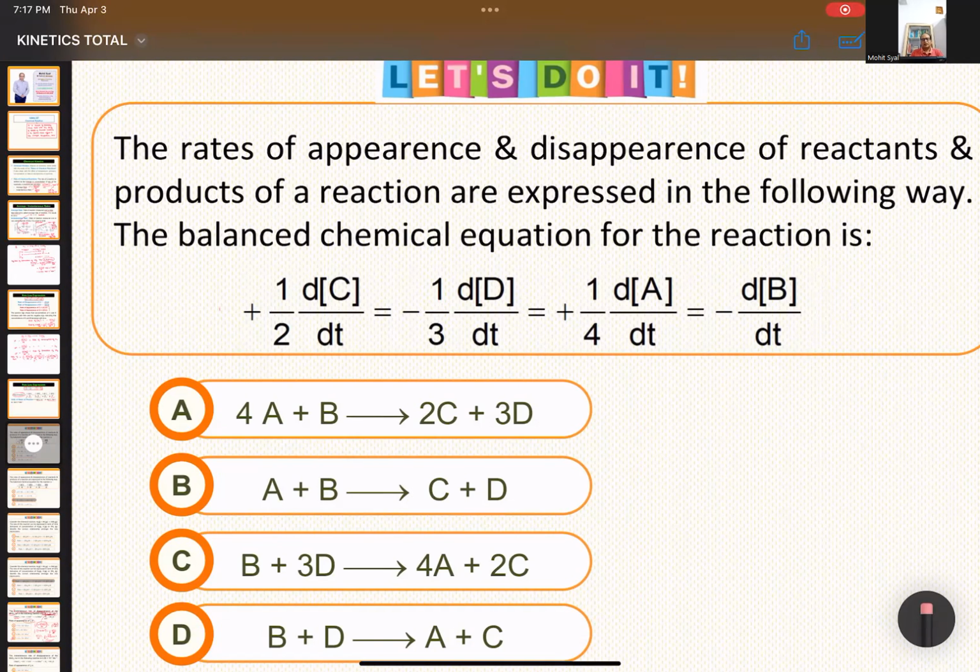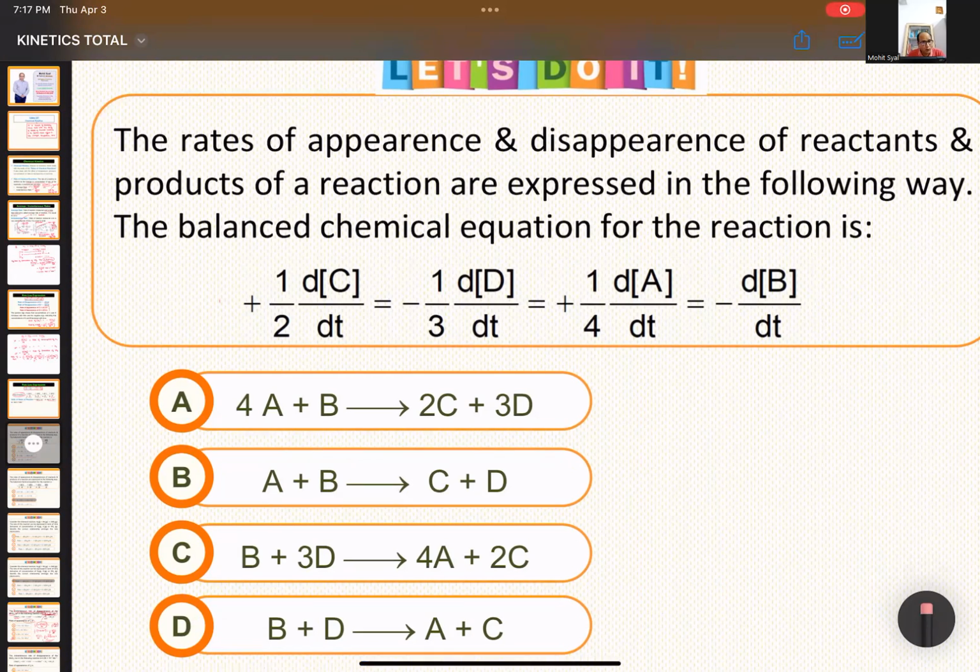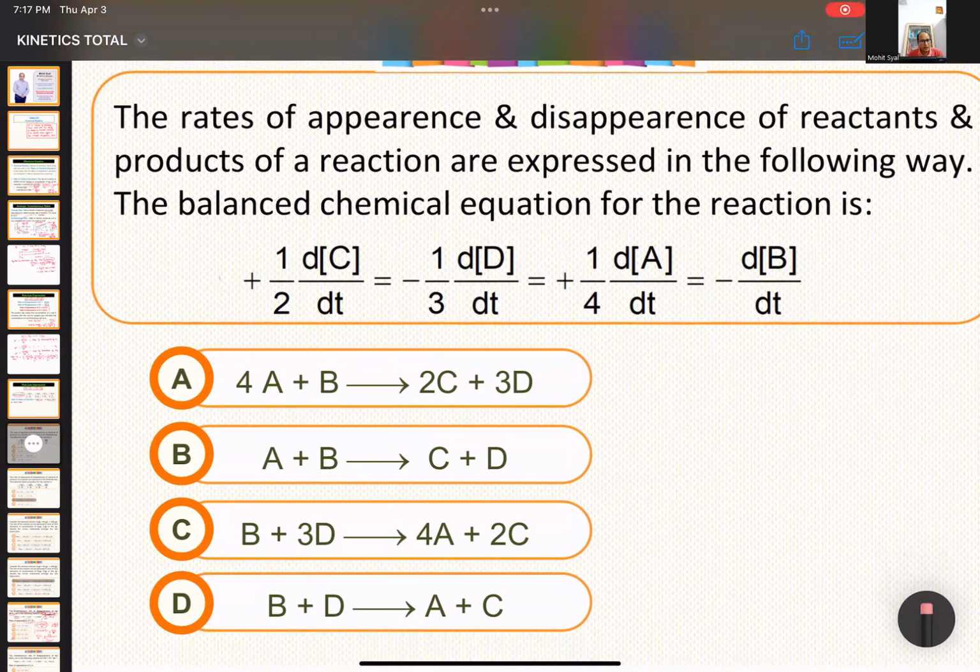So, can you tell me what will be the balanced chemical equation? This is a reverse question. The equation is not given, the rates are given, their relationship is given, and you are asked which is the balanced chemical equation for this reaction where the rates are represented by this relationship.